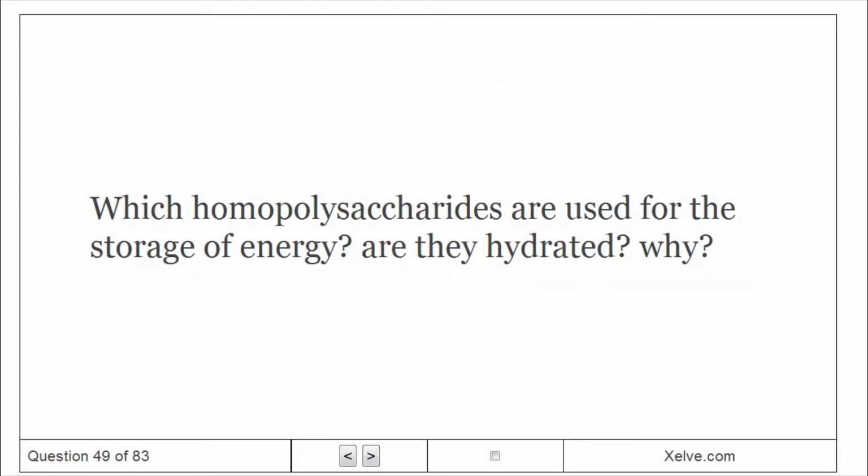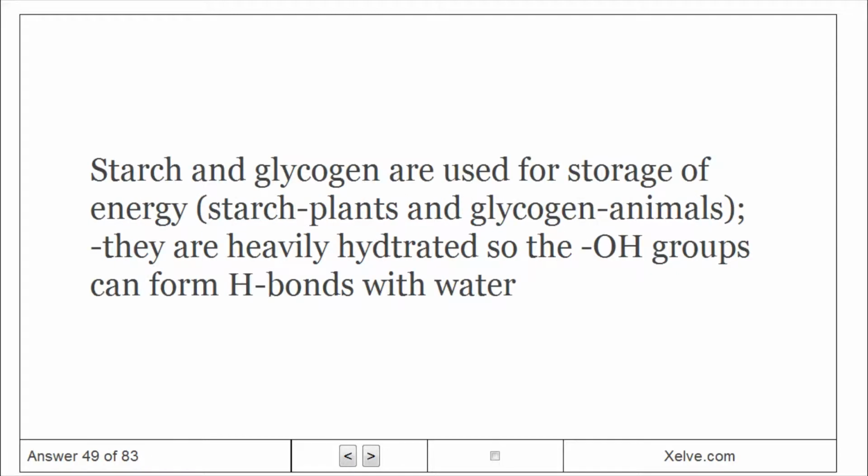Which homopolysaccharides are used for the storage of energy? Are they hydrated? Why? Starch and glycogen are used for storage of energy. Starch in plants and glycogen in animals. They are heavily hydrated so the OH groups can form H bonds with water.